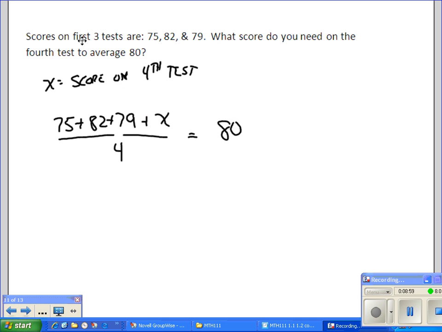So say you know the scores on your first 3 tests in a class are 75, 82, and 79. What score do you need on the 4th test in order to have an average of 80? So we're looking for our score on the 4th test. That's going to be our variable, x equals score on the 4th test. To find the average, we take our 4 test scores, we just don't know what the 4th one is, divided by the number of tests equals the average. And then we can solve for x.